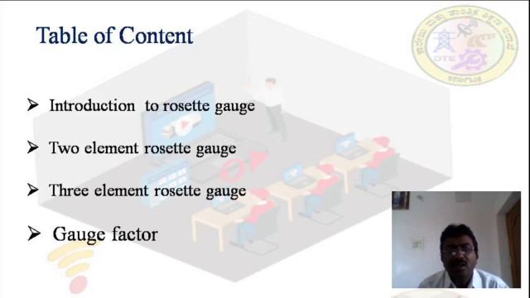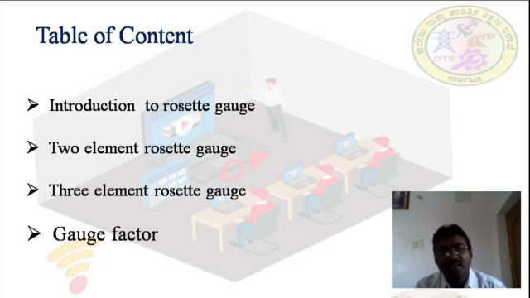Three element rosette gauges are classified, depending upon the arrangement of the gauges, into rectangular type, delta type and star rosette gauge. In rectangular, the gauges are arranged at angles 0 degree, 45 degree, 90 degree, and it is the most popular type of three element gauge. In delta type, the strain gauges are arranged 60 degree to each other. In star rosette, the gauges are arranged at an angle of 120 degree to each other.